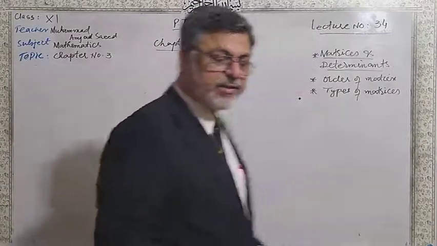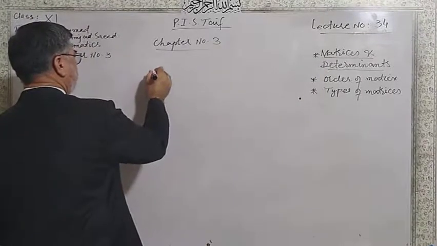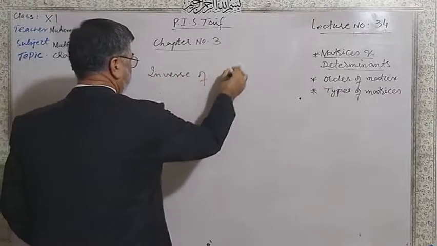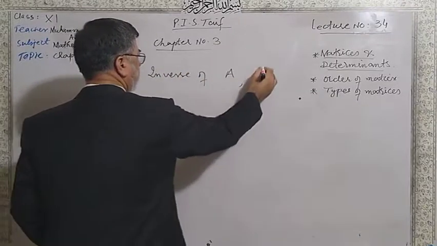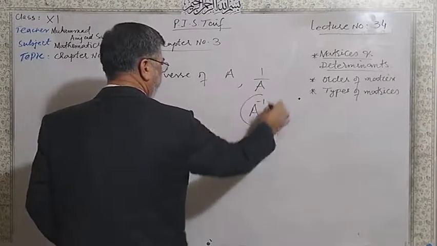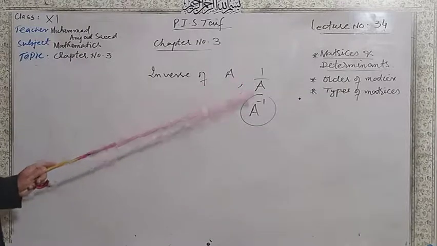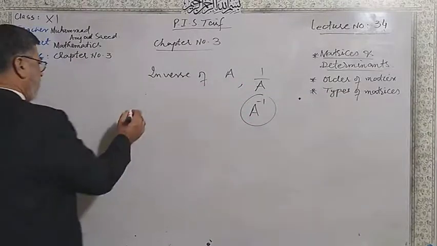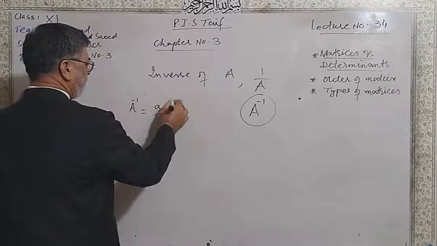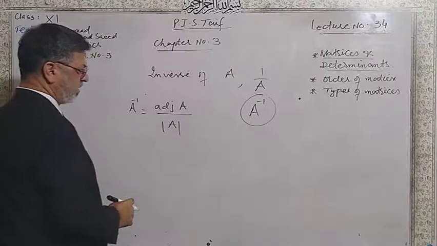After that, if we want to find the inverse of a matrix A, which is written as 1 over A, and if the A is shifted up, it becomes A power minus 1. This is known as A inverse. So remember that to find A inverse, we have to apply the formula adjoint A over determinant A.